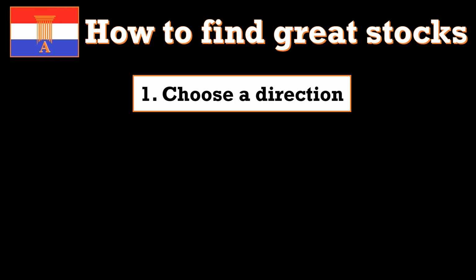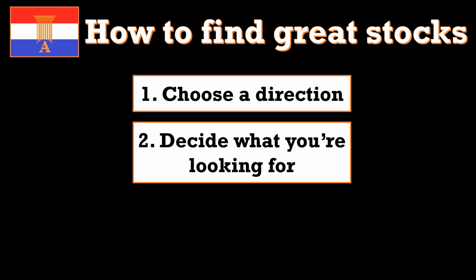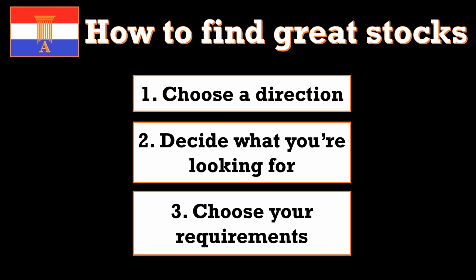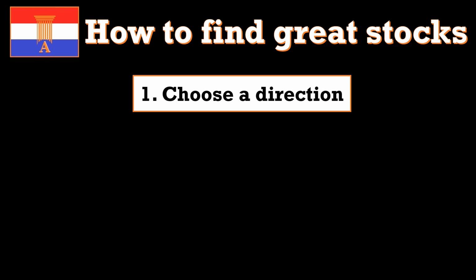In order to do so, we need to have three main steps. These are choosing a direction, number one, followed by deciding what you're looking for, and lastly, we need to choose our own requirements, because everybody has different requirements. So, what do I mean with choosing a direction? In general, if you're going to search for something, you need to have a route, you need to decide where you're going. So, this is basically what I mean with this.